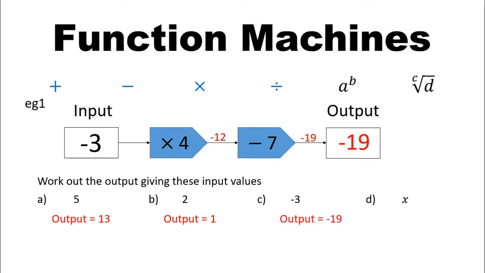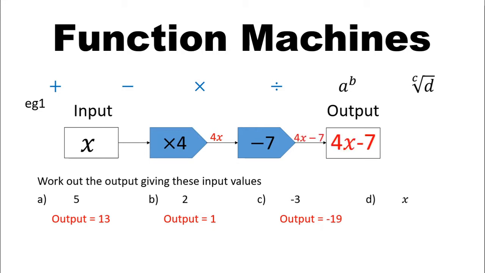Now this last example is where I'm going to input a variable. If I put x into this function machine, my function machine will perform the same operations. It will multiply x by 4, which would give us the expression 4x. A number in front of a letter means the number is being multiplied by the letter. Next, we subtract 7, so 4x minus 7.